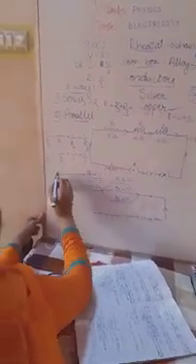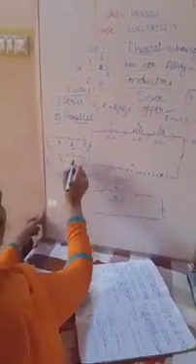How much is the LCM? 24. So taking the LCM 24, 8 3s are 24, so 3 1s are 3. Then 4 6s are 24, so 6 1s are 6. Plus 3 8s are 24, so 8 1s are 8. 3 plus 6 is 9, 9 plus 8 is 17, divided by 24. So 17 divided by 24 gives a value of 0 point something.